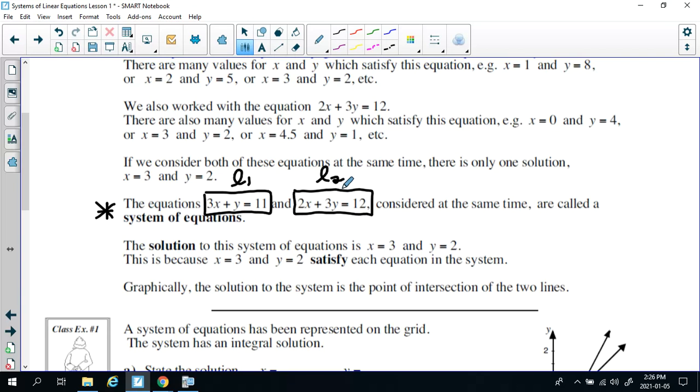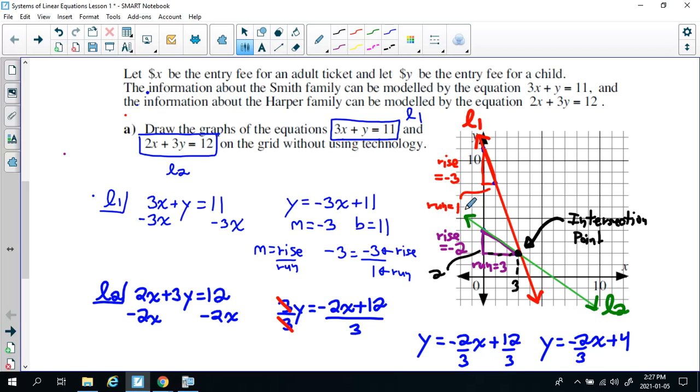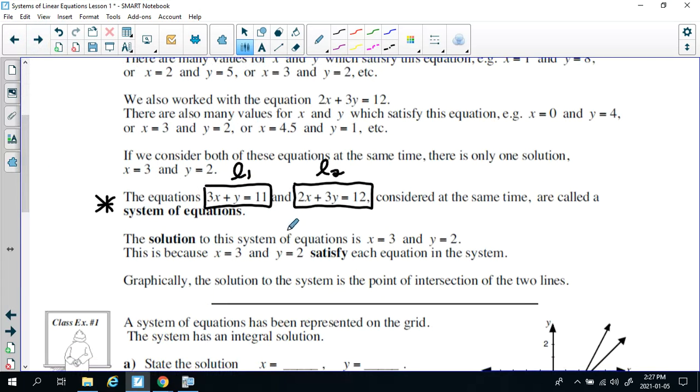There are a couple of lines. On the previous page, this graph shows 2 lines at the same time. We call them a system of linear equations, because we have line 1, which is one linear equation, and line 2, which is a second linear equation. Because we have 2 or more linear equations, we can call it a system. A system consists of 2 or more objects. In this case, the objects are my lines.